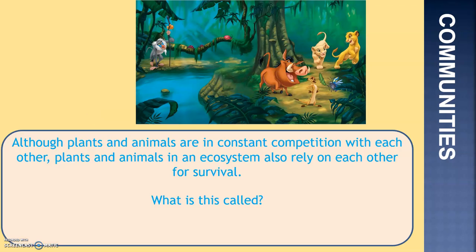Now, although plants and animals are in constant competition with each other, what's interesting is plants and animals in an ecosystem also rely on each other for survival. Without having each other, they cannot survive. Now, this is actually called interdependence, where plants and animals rely on each other to survive. Brilliant. Can we move on?